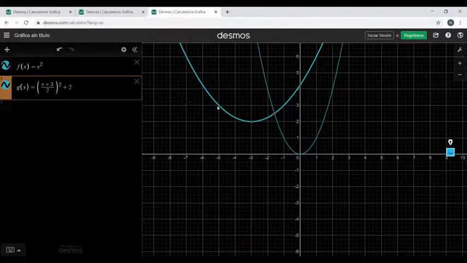So do it very slowly, think about what you're going to do, and proceed in the stipulated order. First stretches, then reflections, and at the very end translations.